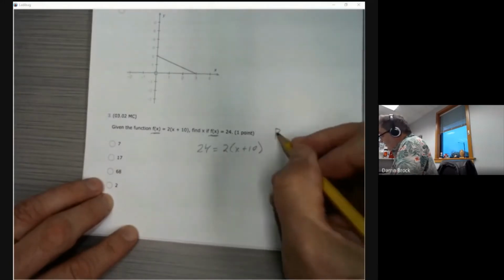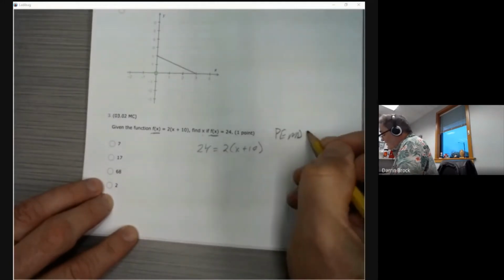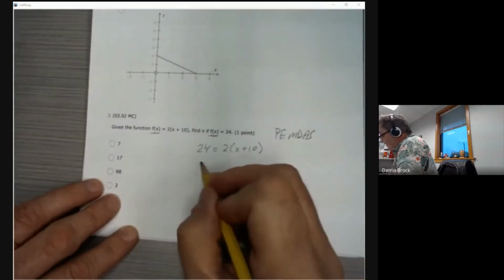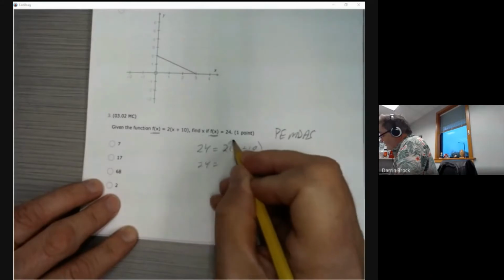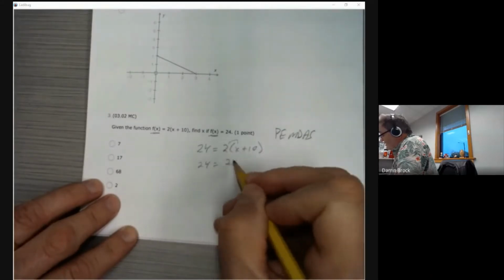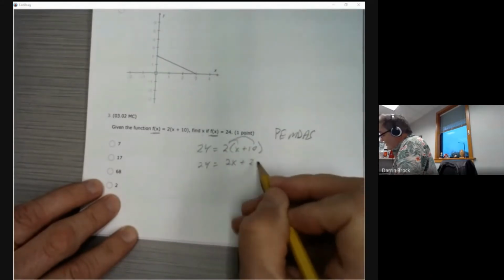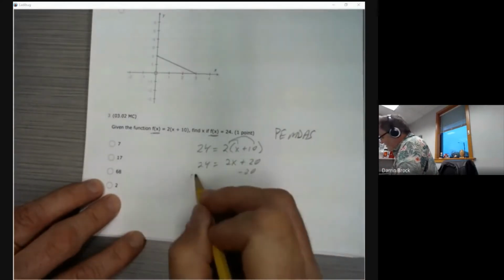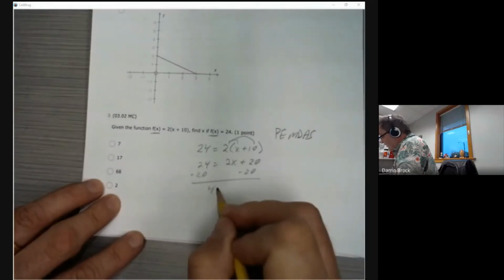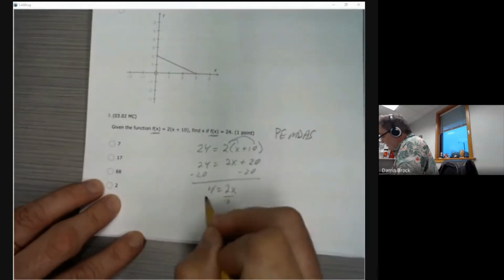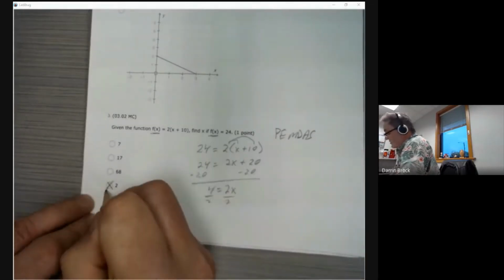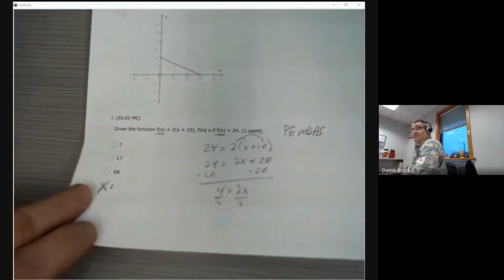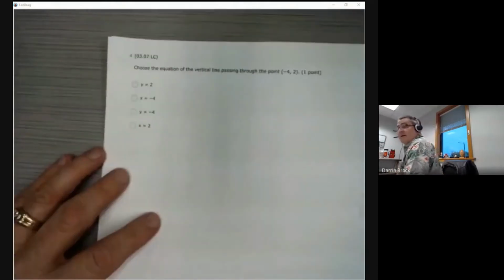Well, remember our order of operations. 24 equals 2 times x is 2x. 2 times 10 is a positive 20. Subtract 20 from both sides. 4 equals 2x, and then when you divide by 2, x equals 2. Right there. X equals 2. All right.